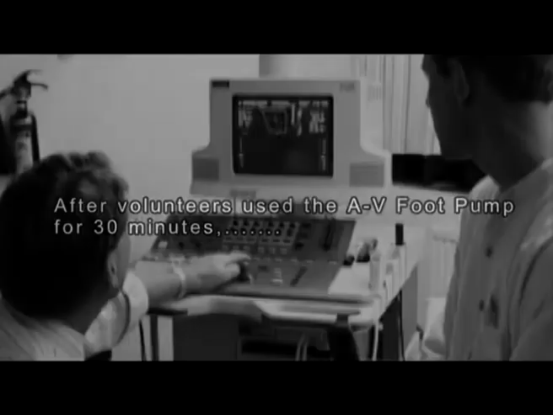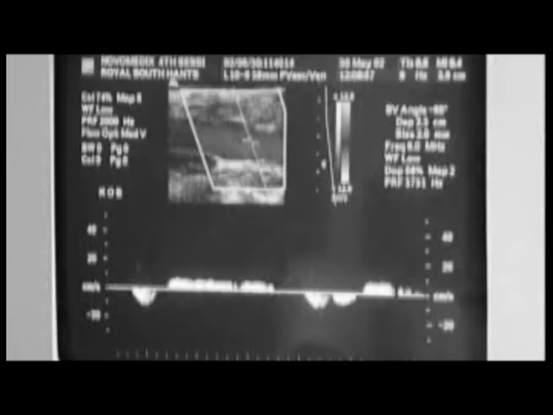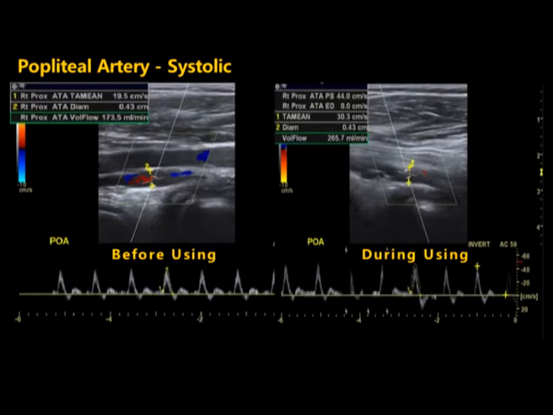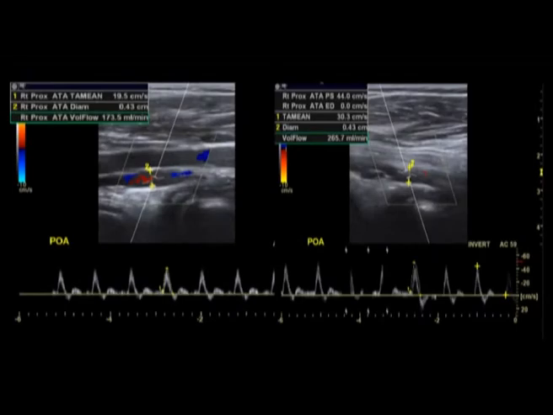2. Establishes collateral circulation. After 30 minutes of using the AV foot pump, the duplex ultrasound detects a significant change of popliteal arterial blood. Systolic period, blood velocity increases from 19.5 cm per second before use to 30.3 cm per second after 30 minutes of use, an increase of 55.38%. Flow increases from 173.5 ml per second before use to 265.7 ml per second after use, an increase of 53.1%.